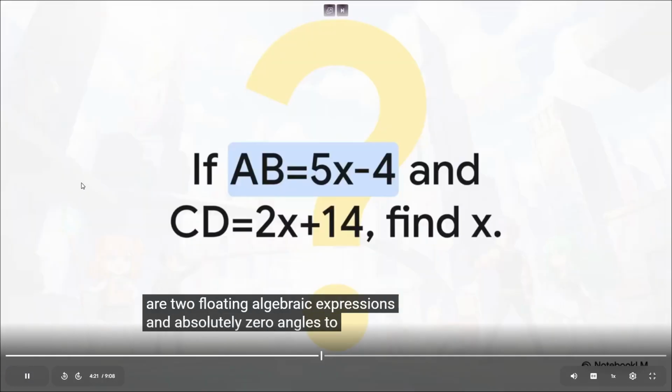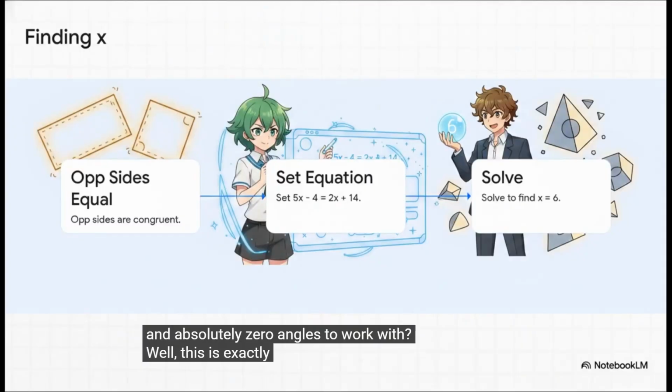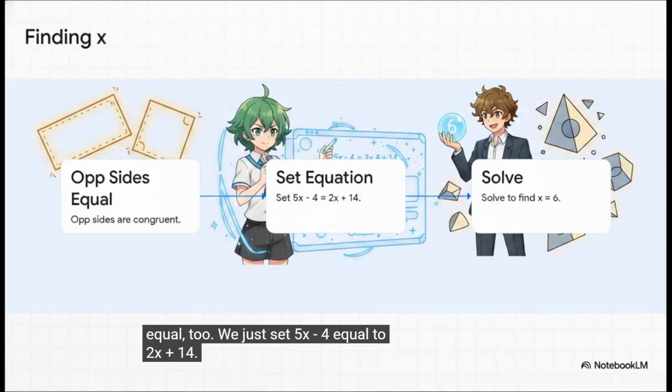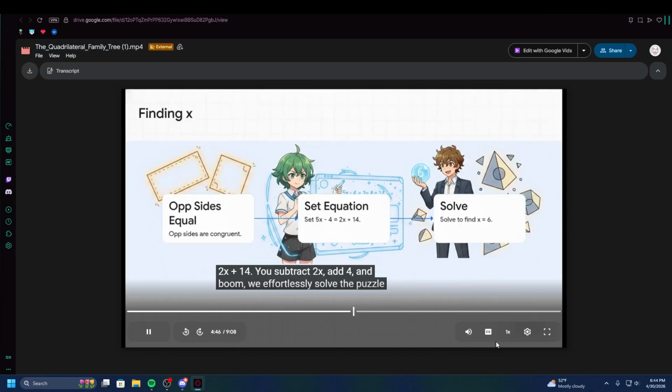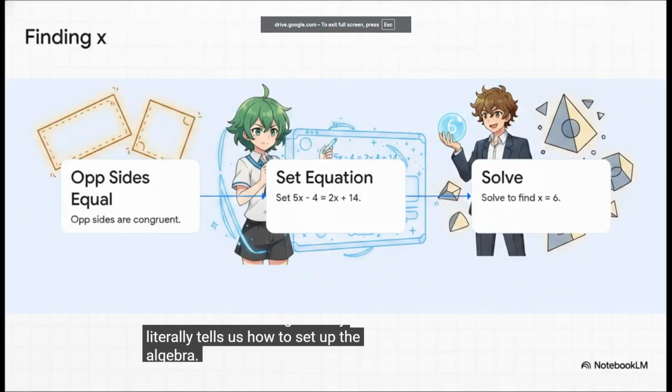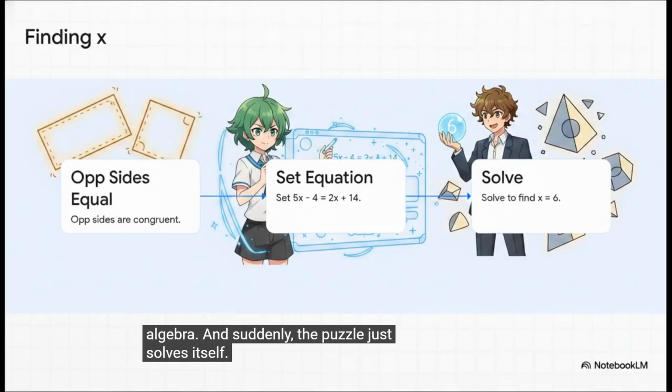Absolutely zero angles to work with. Well, this is exactly where those family traits completely save the day. By simply remembering the congruent opposite sides family trait of the parallelogram, we immediately unlock the equation. Think about it. If the opposite sides are equal in length, well then their expressions must be equal too. We just set 5x minus 4 equal to 2x plus 14. You subtract 2x, add 4, and boom, we effortlessly solve the puzzle to find that x equals 6. The geometry literally tells us how to set up the algebra, and suddenly the puzzle just solves itself.